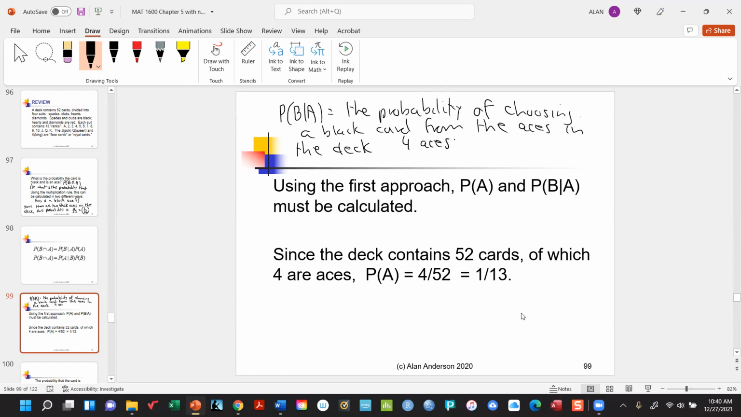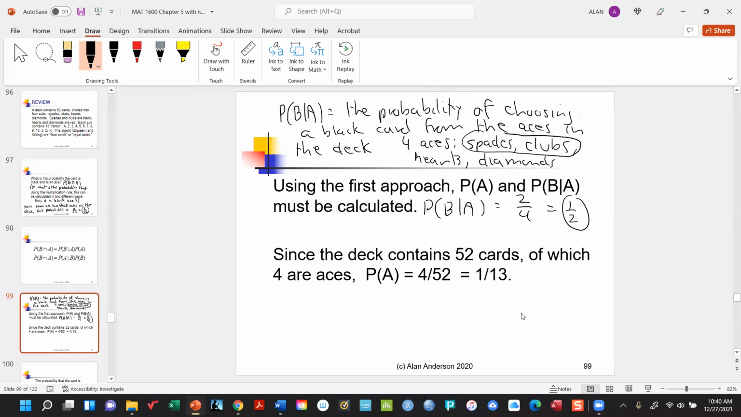As I said before, spades, clubs, hearts, and diamonds. And we already know that only two of these are black, the other two are red. So therefore, the probability of B given A is 2 out of 4. So once you observe that this card is an ace, the chances of it being black are 1/2.